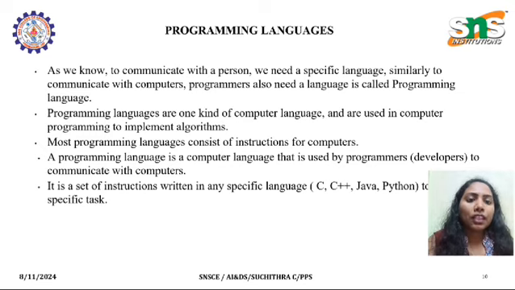Most programming languages consist of instructions for computers. A programming language is a computer language that is used by programmers or developers to communicate with a computer. It is a set of instructions written in a specific language, that is C, C++, Java, Python, etc.